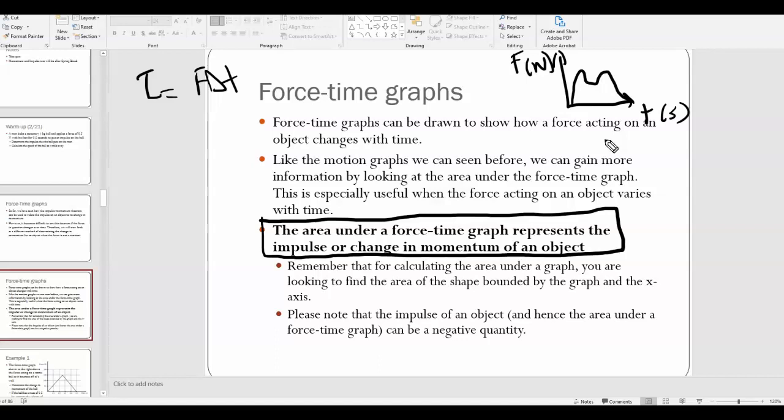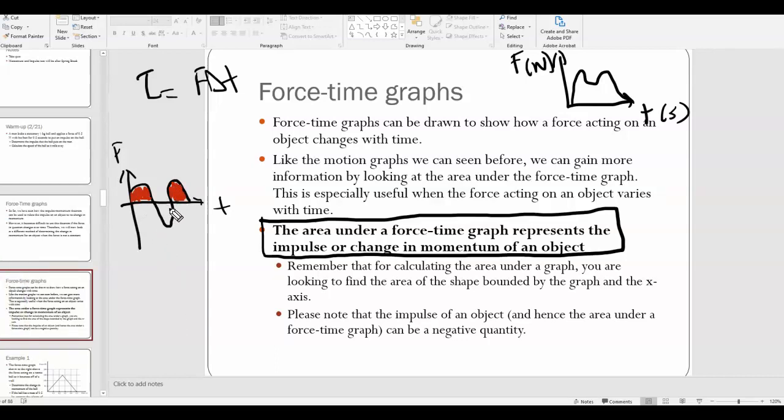and the x-axis. In other words, let's say you had a graph. Let's say this is a force time graph like this. Let's say I gave you a graph like this, and I asked you to find the area under the graph, what I would mean in that situation is the area between the graph itself and the x-axis. So the area bounded between the graph and the x-axis.